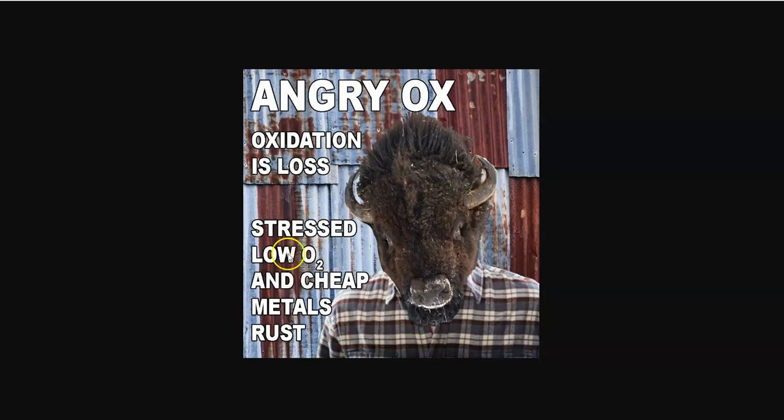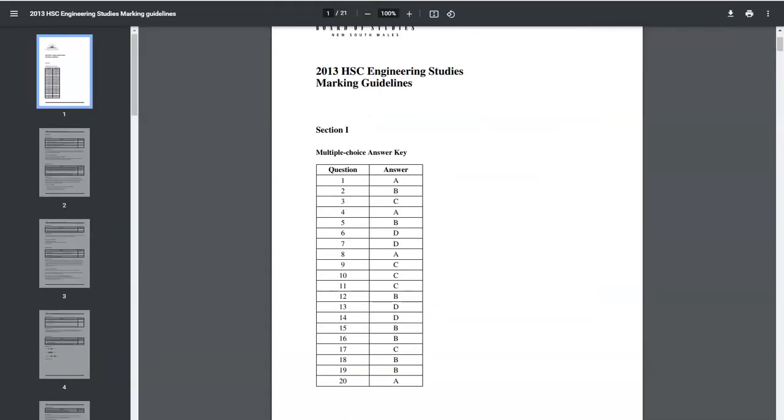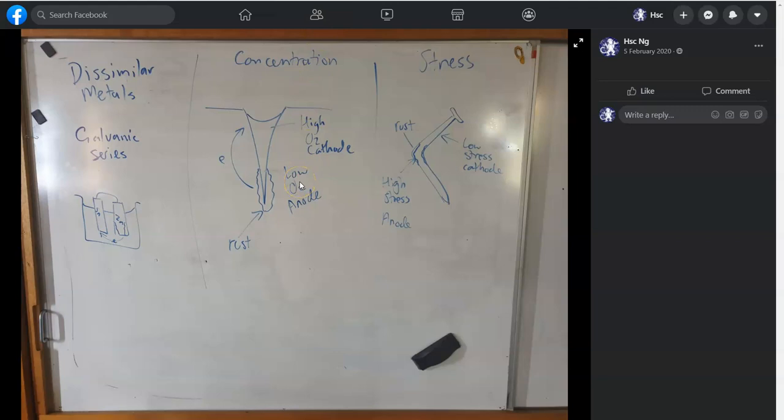The angry ox has low oxygen. So the area of low oxygen is going to be where rust is going to occur. The area of low oxygen is going to be the anode, and that's where rust is going to occur.